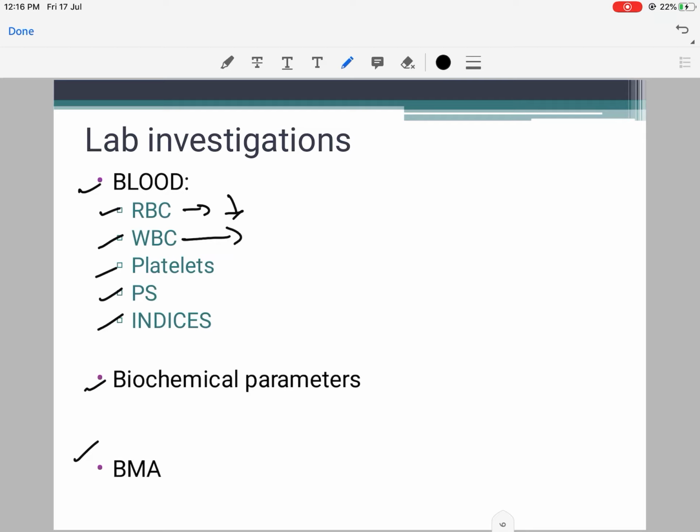WBCs are not affected in both megaloblastic anemia, that is vitamin B12, or iron deficiency anemia. WBCs are normal. Now platelets are important because most patients come with a routine blood report where there are no indices, no peripheral smear, only hemoglobin, WBCs and platelets. Platelets can give you a clue to the cause of anemia, that is, in iron deficiency anemia there is increased platelet count. This is not there in vitamin B12 deficiency.